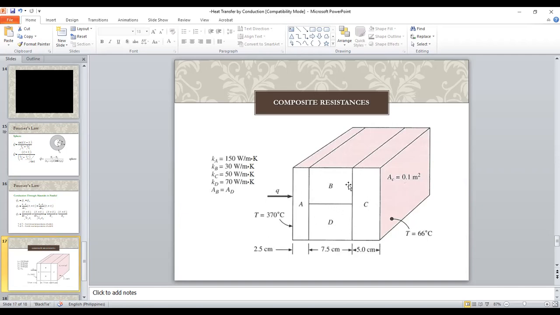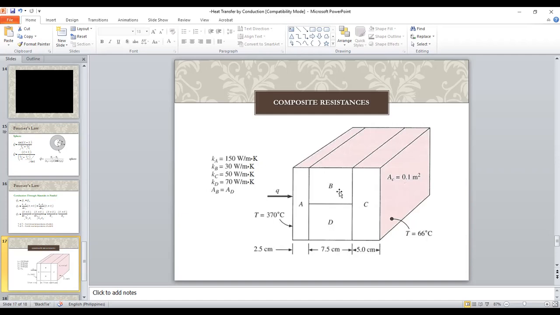But since your middlemost material here is made of two different materials in itself, this is a case of what we call parallel resistances. So in parallel resistances, the amount of Q that you will be accounting here will be the sum of the Q in here and in here.